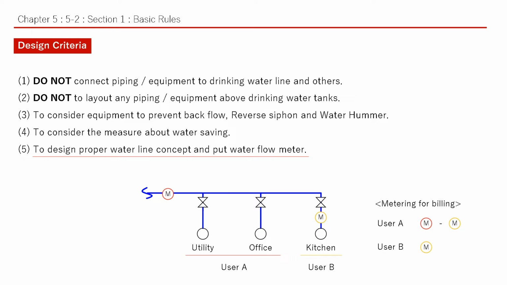Making zoning is one of the important tasks for a designer. For example, in a building, a kitchen vendor coming from outside will work in the kitchen, but the office and utility are used by the owner. In that case, it is better to add a meter for the kitchen line. Of course, the kitchen line should not mix with other areas. So, you can clarify the basis of billing.